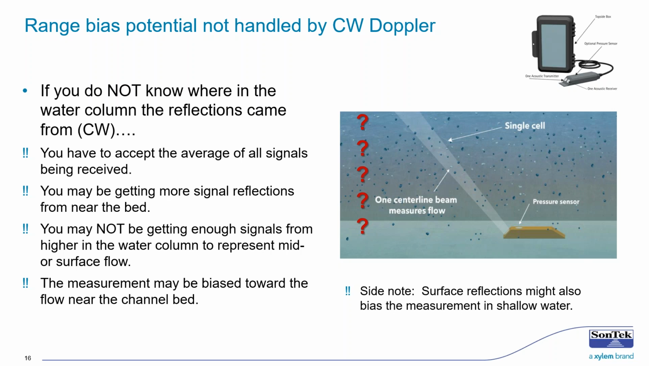As a side note here, surface reflections might also bias the measurement in shallow water. If some of you have been out in the field, you'll notice during low water conditions or low water levels, wind can actually drive velocities along the surface and maybe even push water along the channel. So the instrument being able to know where the reflections are coming from is pretty important.